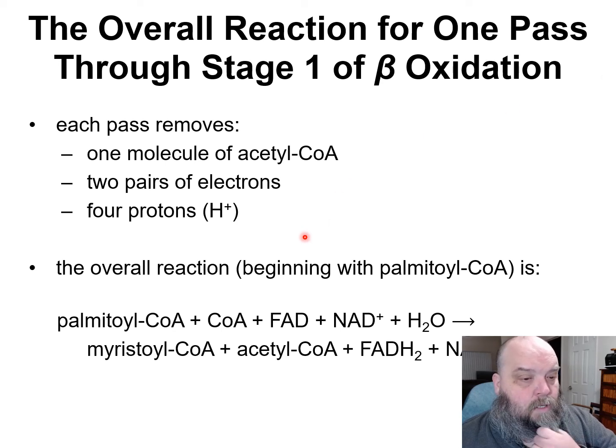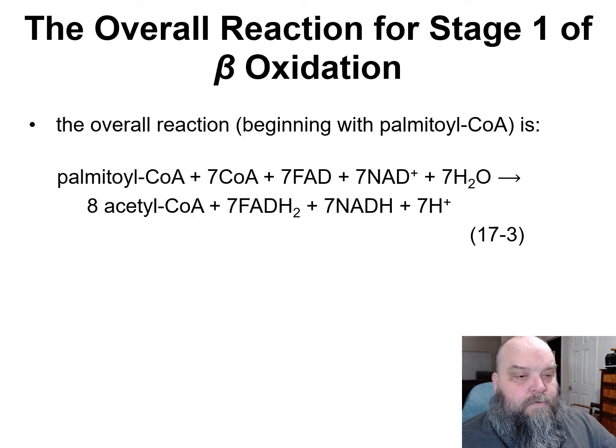So if you're looking at palmitoyl CoA plus CoA plus FAD, NAD, and water, you end with myristoyl CoA, acetyl CoA, FADH2, NADH, and hydrogen. That's 1 round. Then you cut the myristoyl and do this all over again. Next round, do it again. Next round. So if you start with palmitoyl CoA, you will end with 8 acetyl CoAs, 7 FADH2s, 7 NADHs, and 7 free hydrogens.